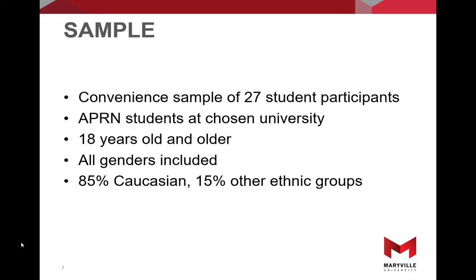Participants were 18 years of age or older, and all genders were included. The racial and ethnic background of the participants was assumed to be 85% Caucasian and 15% other ethnic groups, which approximates the background of the APRN students' population at the university. For their data to be included, they must have completed both pre- and post-knowledge assessment and attitude survey tools. The student participants completed the inclusion information questions upon accessing the Qualtrics link.